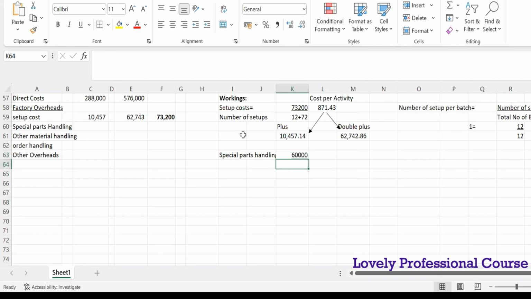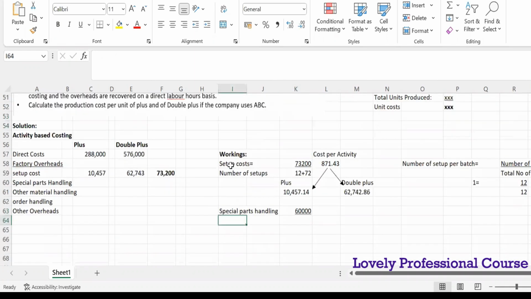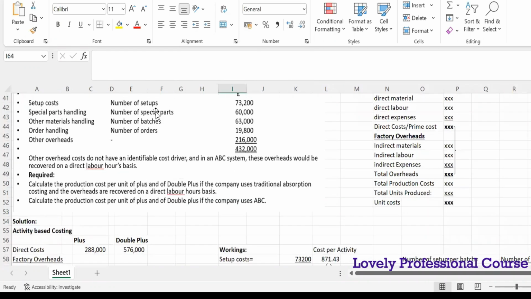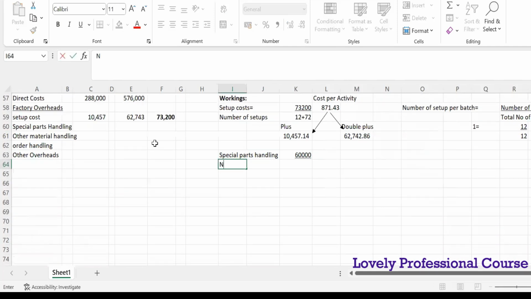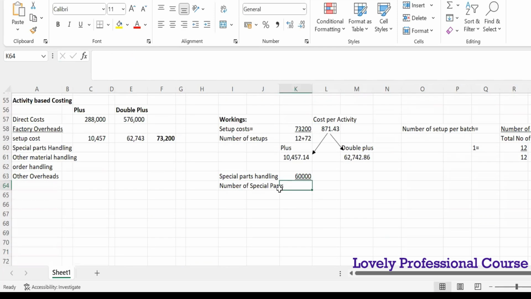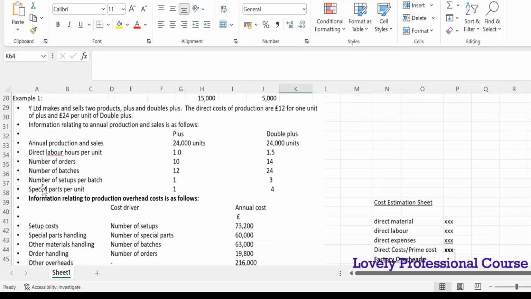So I divide it by the number of special parts, because they say I have to use the number of special parts as my cost driver here. These are the information I'm given. So the number of special parts is going to be what? Let's see if we have them. So from my question, I have special parts per unit.